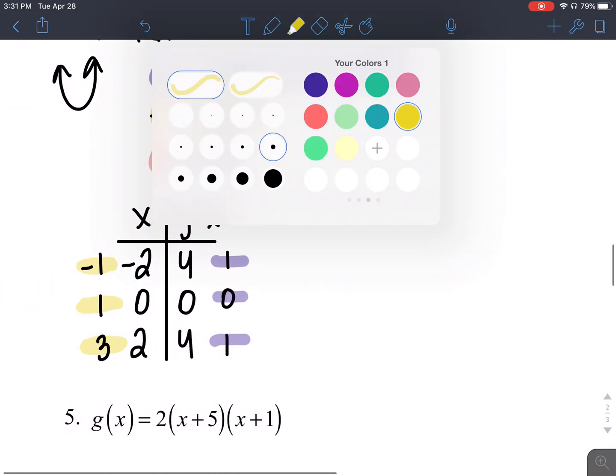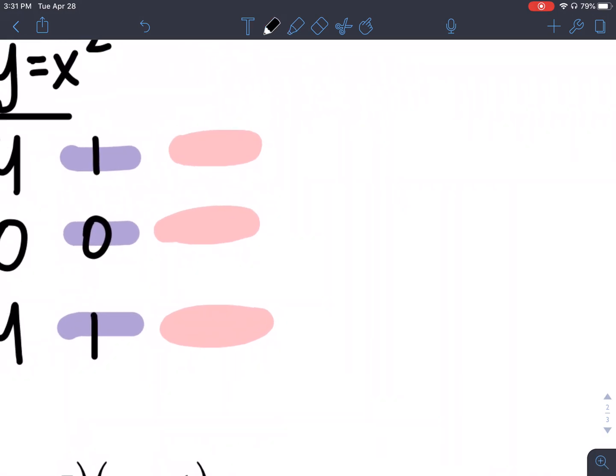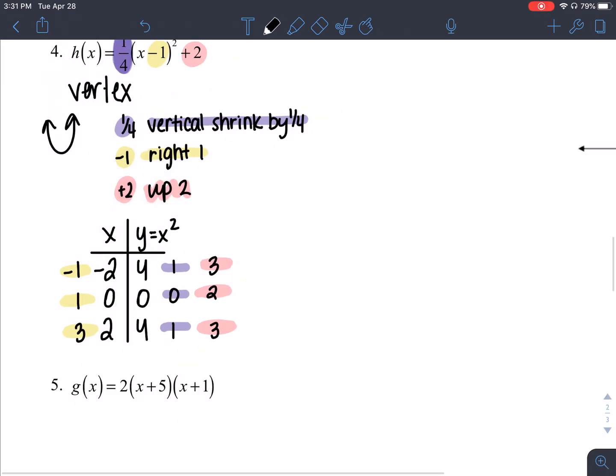And then finally, I'm going to go up 2. And going up 2 is going to change my y's. And when I change my y's, I'm going to change the most recent y. So I'm not even looking at that original y. So up 2, up 2, up 2. And then my final points are going to be the ones on the outside. So if you prefer that table method, this is what you should get.